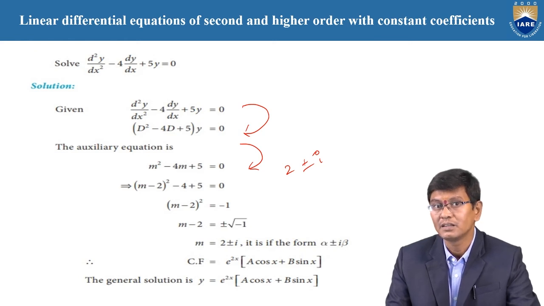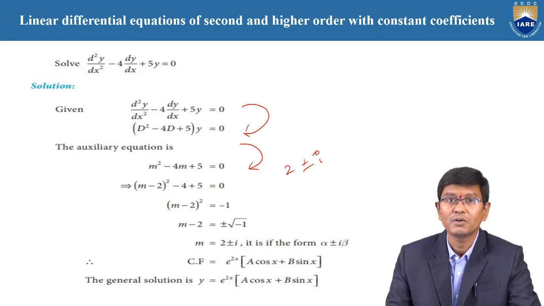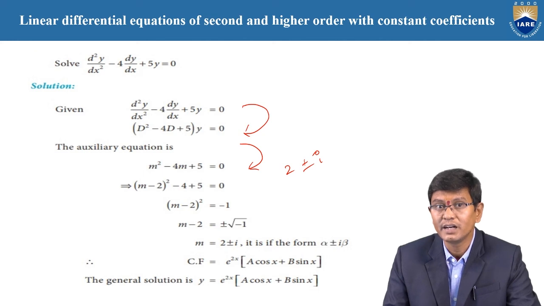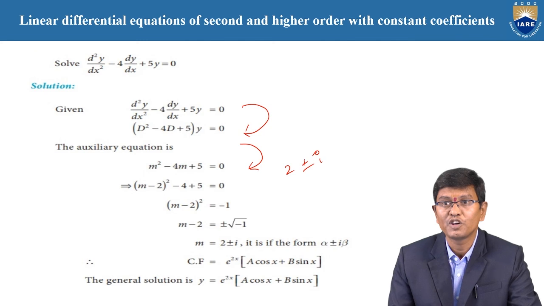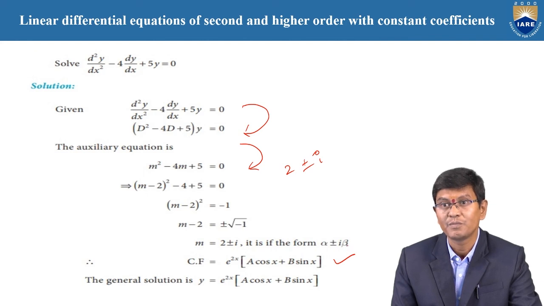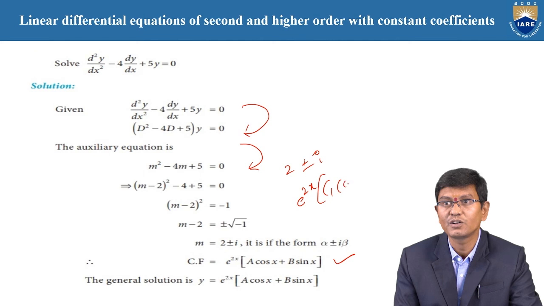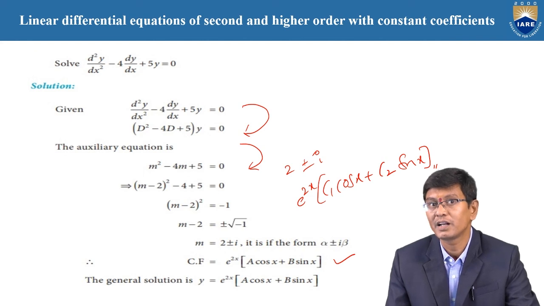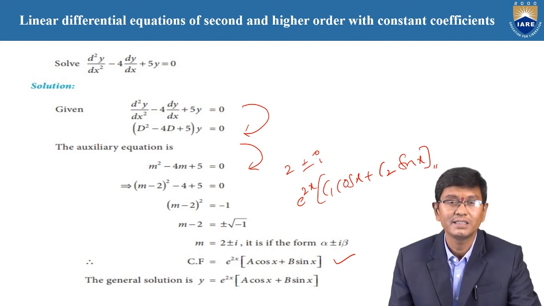It is complex unrepeated. Therefore, using the third case, alpha is equal to 2 and beta is equal to 1. Therefore, you need to write it in the form of e power of 2x into (A cos x plus B sin x). Otherwise, e power of 2x into (C1 cos x plus C2 sin x), that is the replacement of A, B with C1, C2.